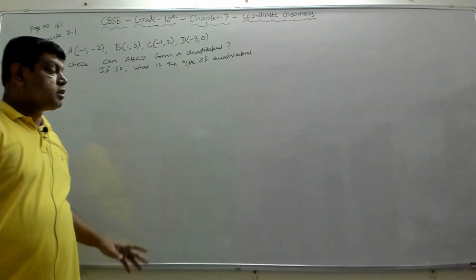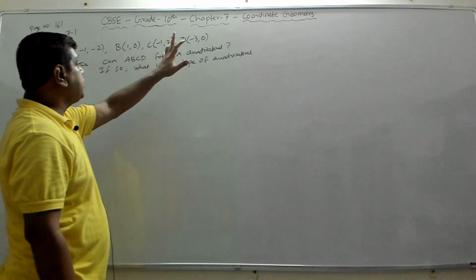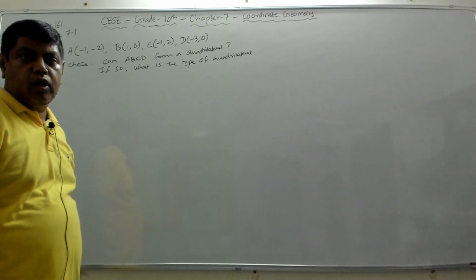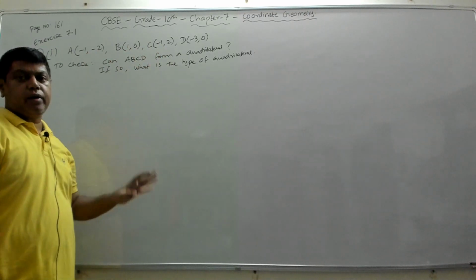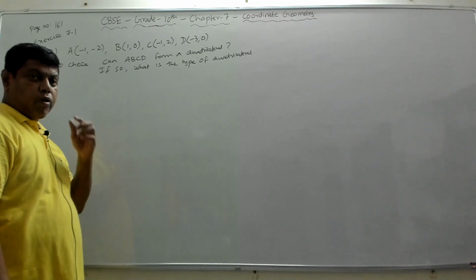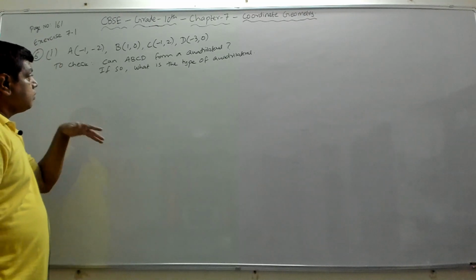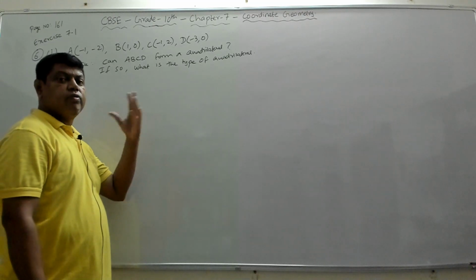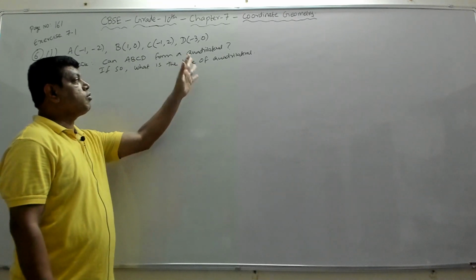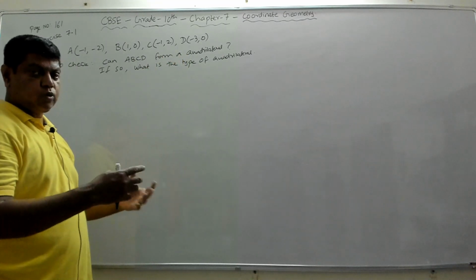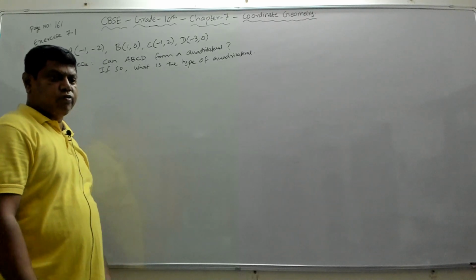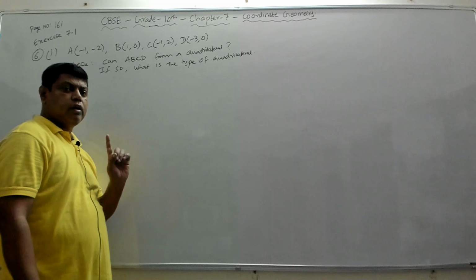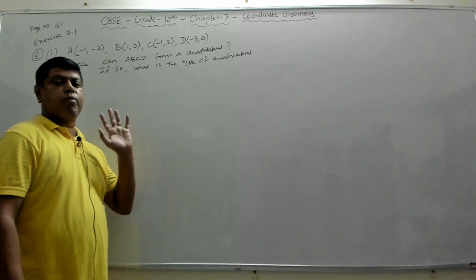So what it says is, 4 points are given: A, B, C, D. We need to check whether these 4 points form a quadrilateral. If so, which means if a quadrilateral can be formed, then what type of quadrilateral it is, whether it is a square, parallelogram or rectangle, we have to check that. So first, we have to check whether it's a quadrilateral. Second, if it is a quadrilateral, what is the type of the quadrilateral.